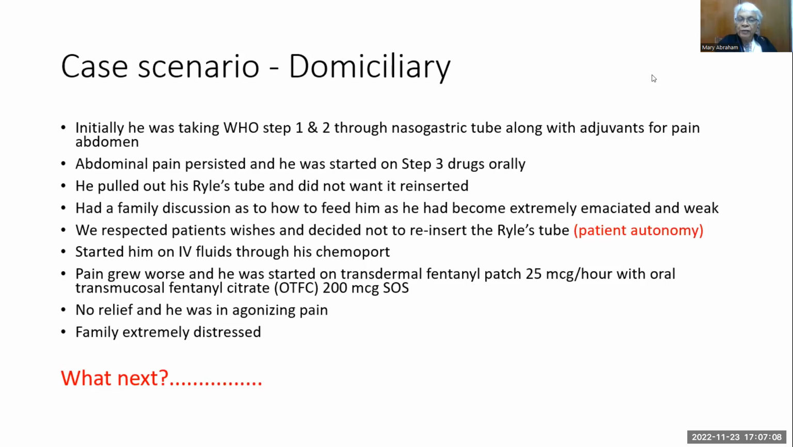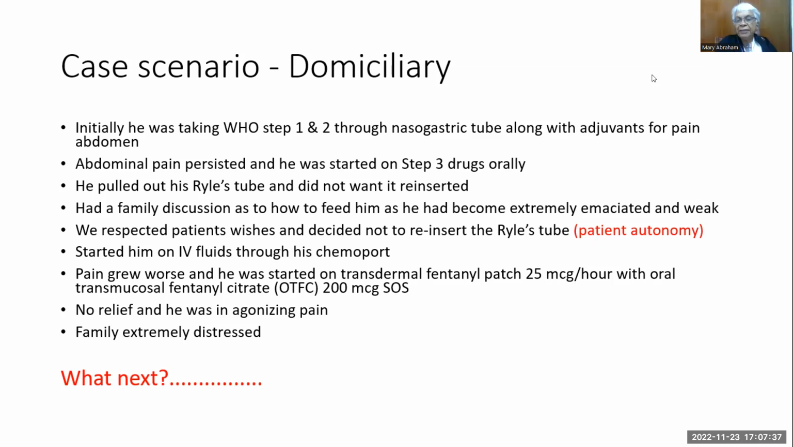But the pain grew worse and he had to be started on a transdermal fentanyl patch, 25 mics per hour, with oral transmucosal fentanyl citrate, that is OTFC, a fentanyl lollipop, which had a strength of 200 mics, and we were giving it SOS. But there was no relief in pain, and he was in agonizing pain, crying and shouting in pain, and the family became extremely distressed.